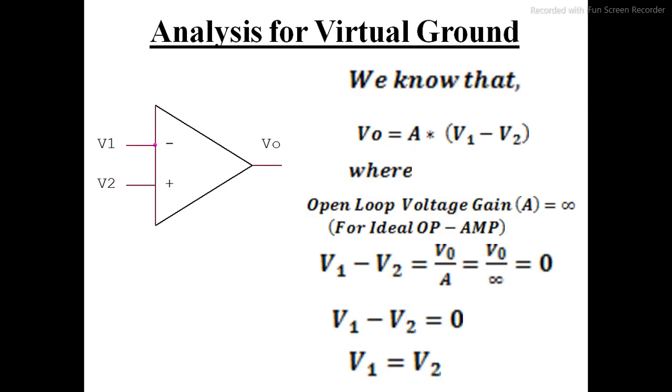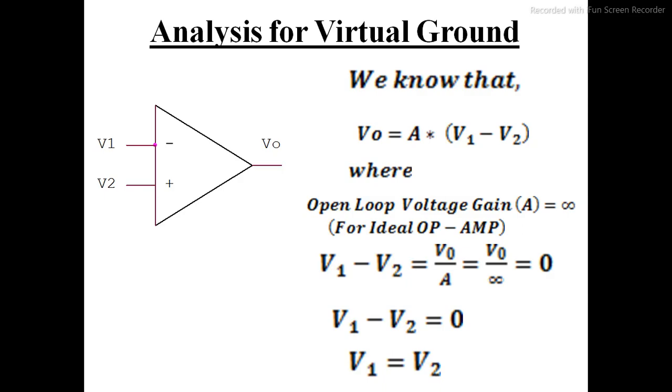Now we come to the analysis of the virtual ground. As you can see, the op-amp is used in the open loop mode. In the open loop mode, V1 and V2 are the applied input terminals, A is the gain of the op-amp and V0 is the output. From the analysis of the open loop mode, we know that V0 is equal to A into V1 minus V2, where A is the open loop voltage gain, and its value is infinite if we consider it an ideal op-amp.